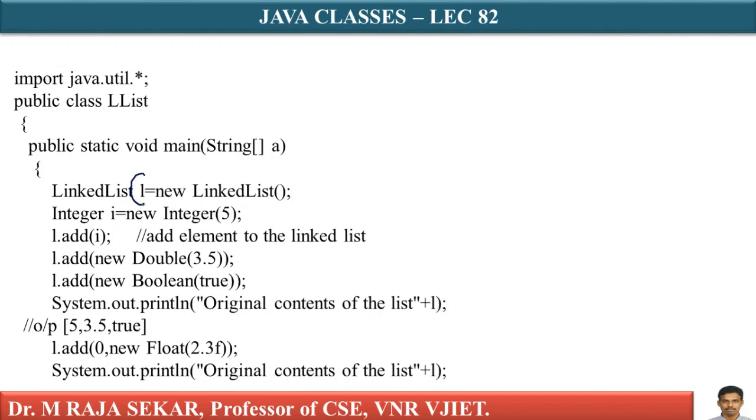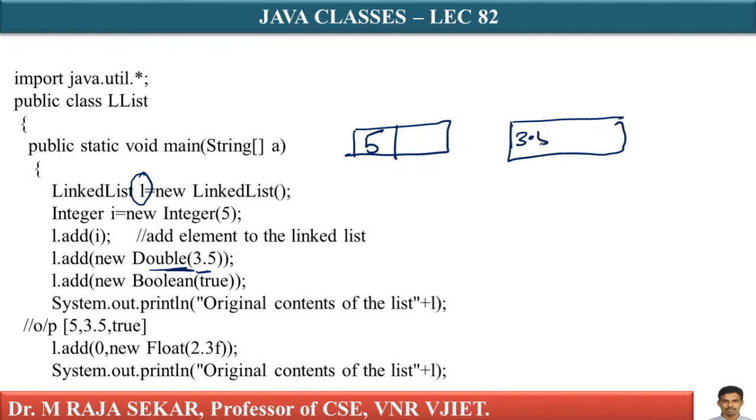This is the linked list object, l.add(i). What does it mean? I am adding this number 5 to my linked list, isn't it? l.add(new Double(3.5)). I am again adding. Which one am I adding? I'm adding the double 3.5. This is another node. It will create another node whose value is 3.5.